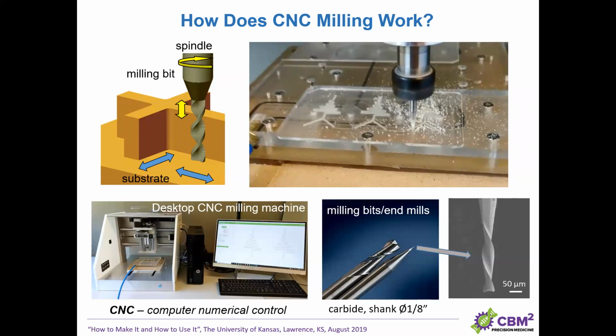End mills for micromilling use 1/8 inch shanks, so you can mount them here in the spindle. But the tools themselves, the cutting edges, can be 1/8 inch size or down to 50 or even 25 micrometers.